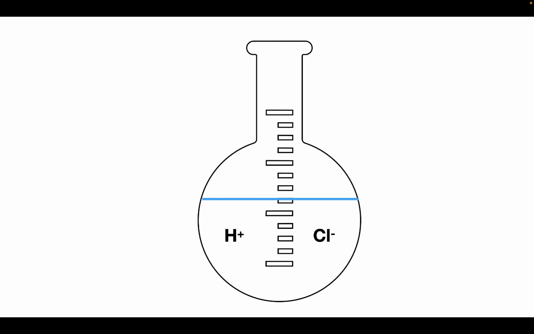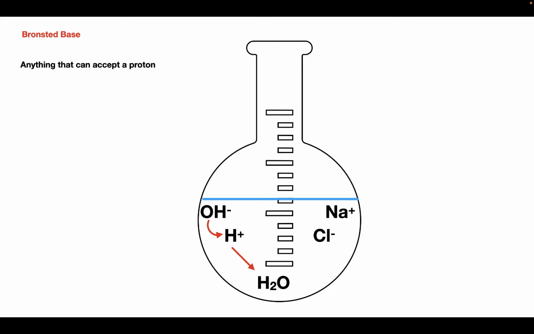So now let's talk about a Bronsted base. Imagine you take some sodium hydroxide and put it in the same beaker. Since sodium hydroxide is a strong base, it fully dissociates. The hydroxide interacts with the hydronium, which will then form water. So in other words, a Bronsted base is anything that can accept a proton.